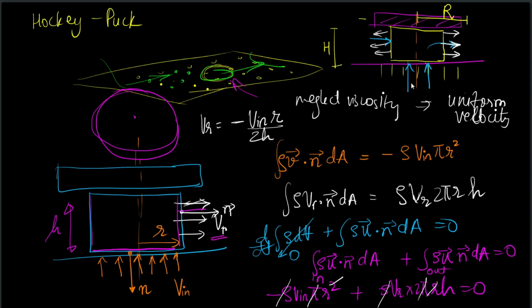So at r equal to 0, VR is equal to 0. And at r equal to capital R, it is equal to V in capital R upon 2H. Right? So it's a very easy problem which demonstrates the utility of a simple mass balance. In fact, we can make another problem, and I'll just give you the hints on how to do it. For anyone who has understood the last problem, this is going to be an easy one.